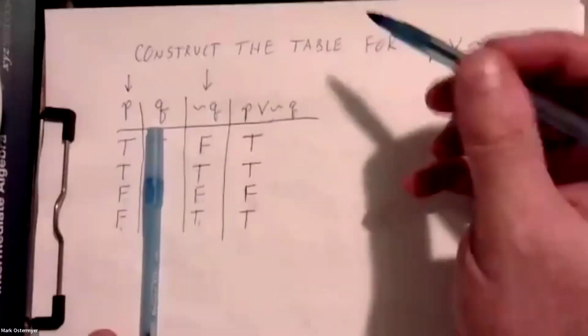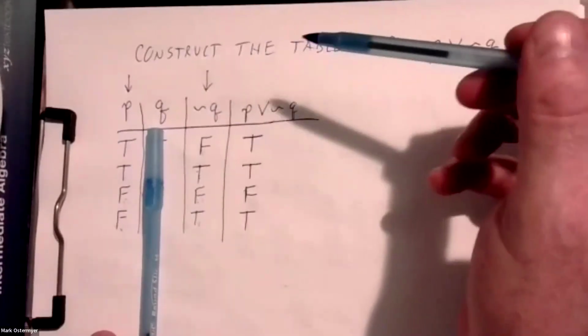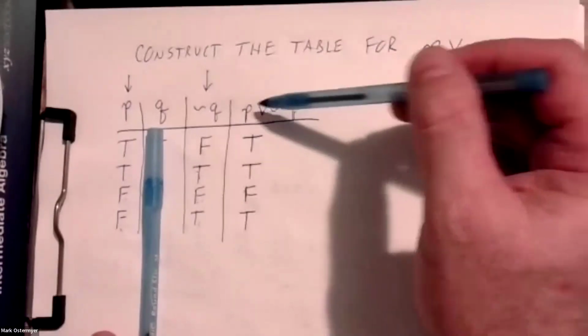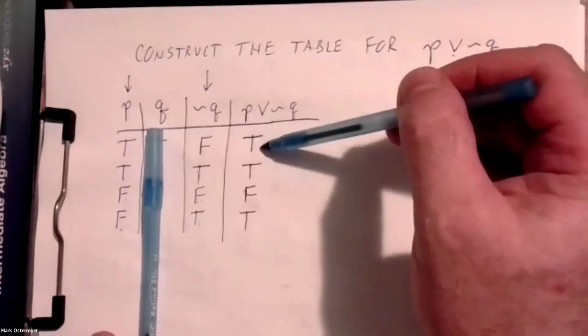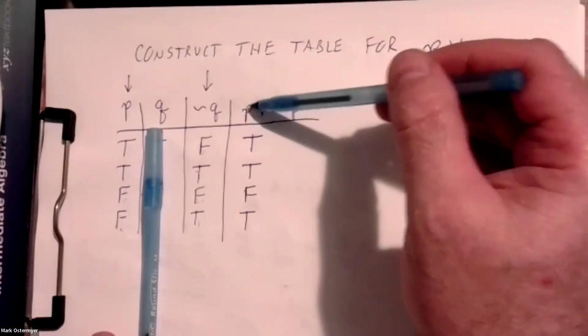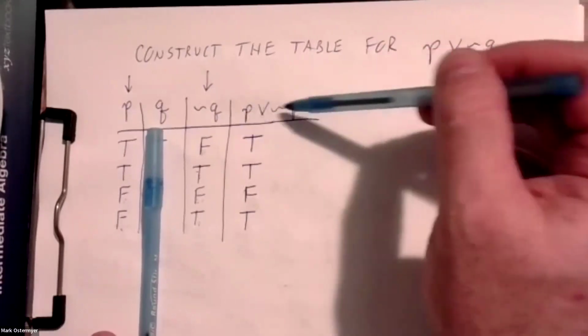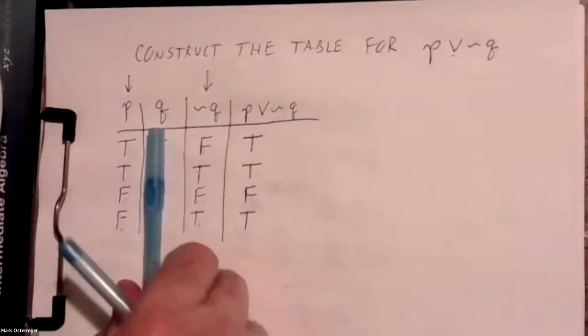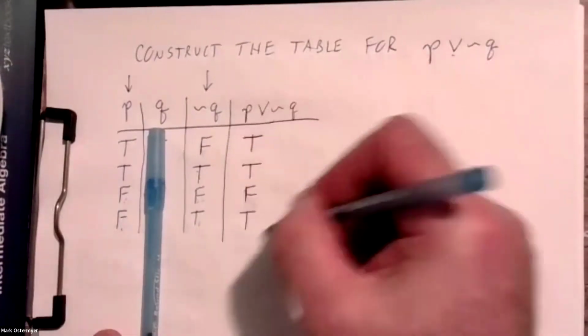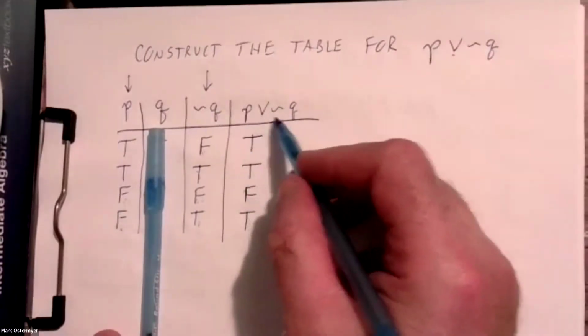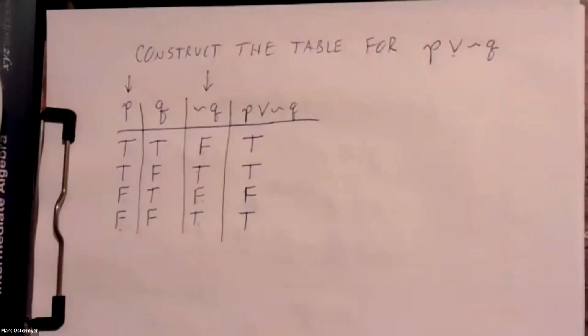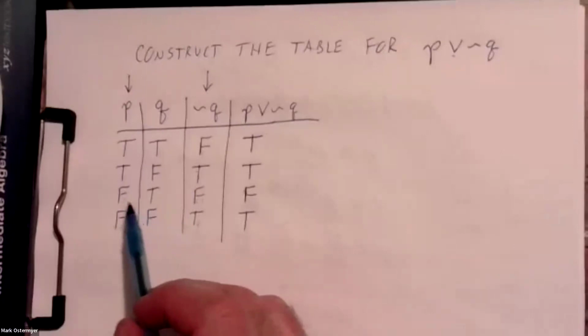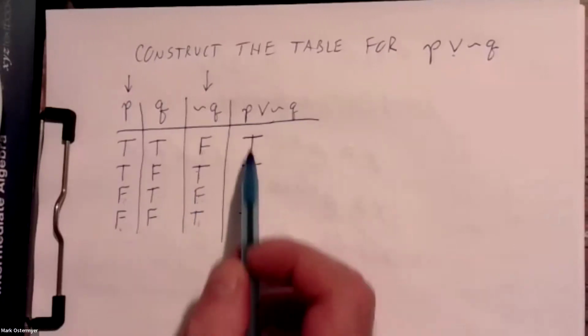So again, the way an OR works is that if at least one or both of these component statements are true, the whole OR is true. The only time an OR is false is if both these component statements are false. Okay? We're done. This is the truth table for P or not Q. The only time it's false is when both of them are false. Otherwise, it's always true.